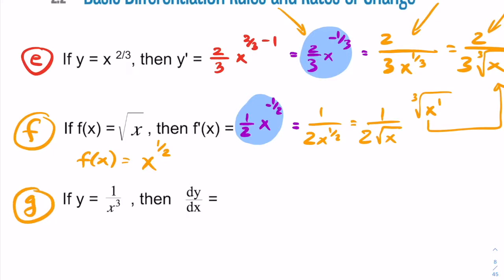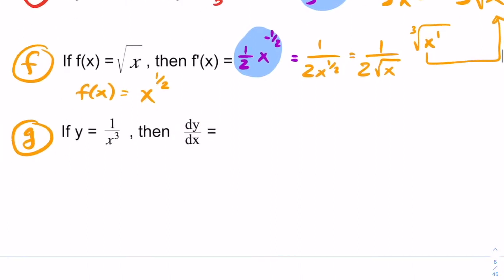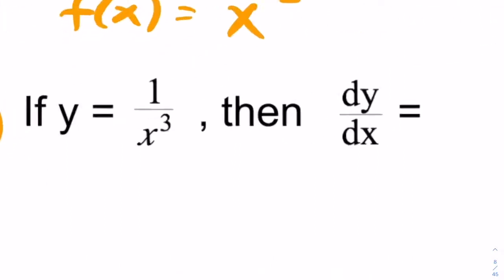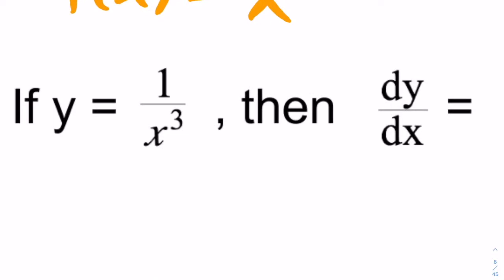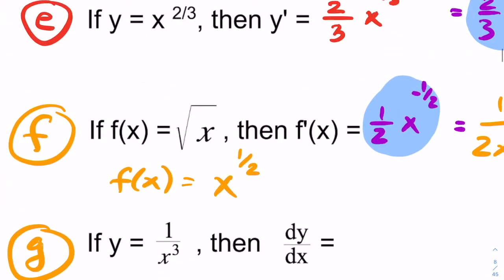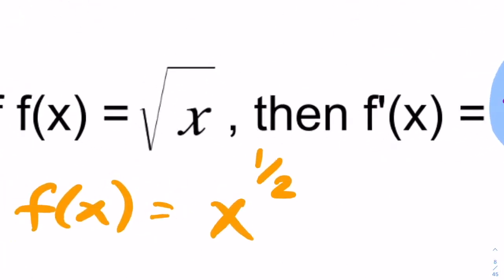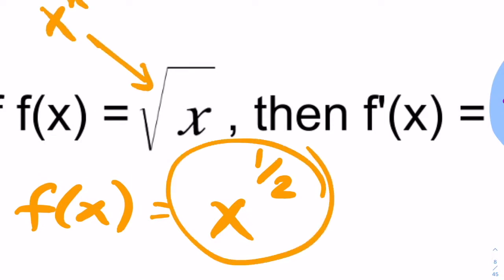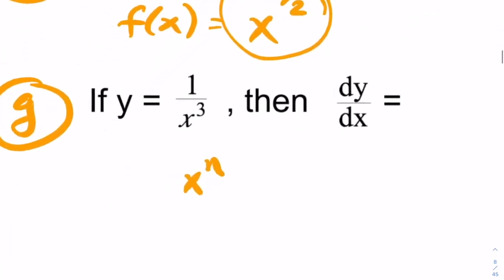If y equals 1 over x cubed, then dy over dx equals. So remember, dy over dx is just derivative. Now here, the thing is, 1 over x cubed does not look like x to the n power. So we cannot use the power rule. So we have to rewrite this in a way where it does look like the power rule. Kind of like in part F, right? We had a square root that does not look like x to the n, so we had to rewrite it here. Okay? So here's a little recap.